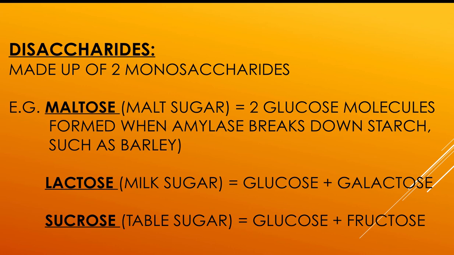Disaccharides are made up of two monosaccharides. For example, maltose is two glucose molecules formed when amylase breaks down starch, such as barley. It's also what's mostly found in beer. Lactose, milk sugar, is a disaccharide made up of glucose and galactose. And sucrose, which is your common table sugar, is a combination of glucose and fructose.